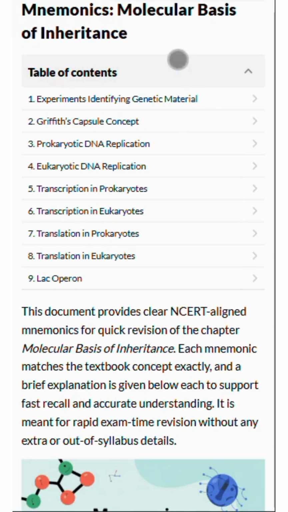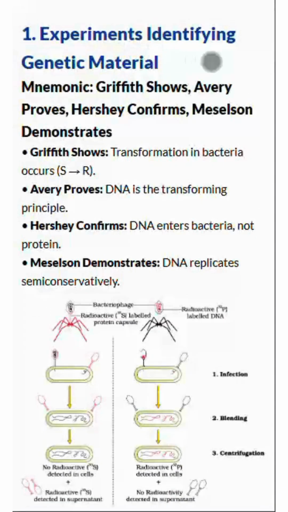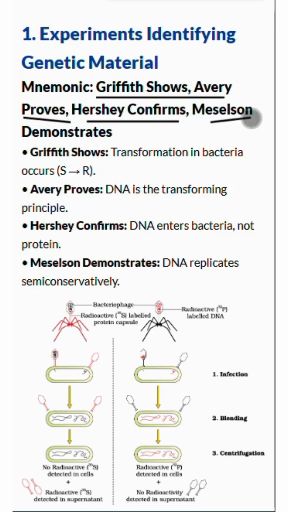Let's learn the chapter Molecular Basis of Inheritance with Mnemonics. Let's begin by looking at the major experiments identifying genetic material. A great way to remember the timeline is the mnemonic Griffith shows, Avery proves, Hershey confirms, Meselson demonstrates.